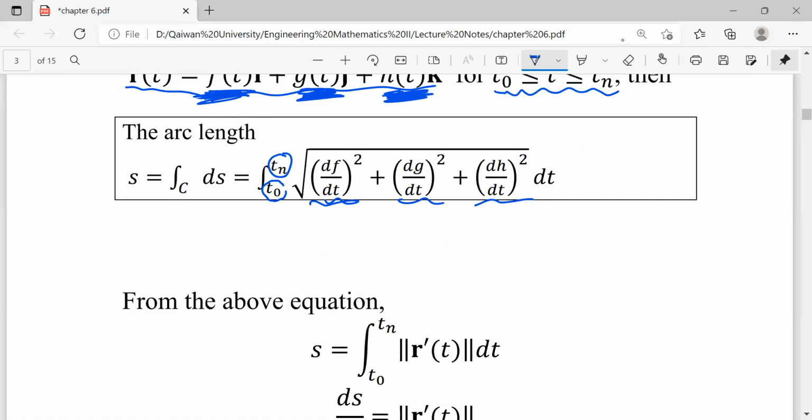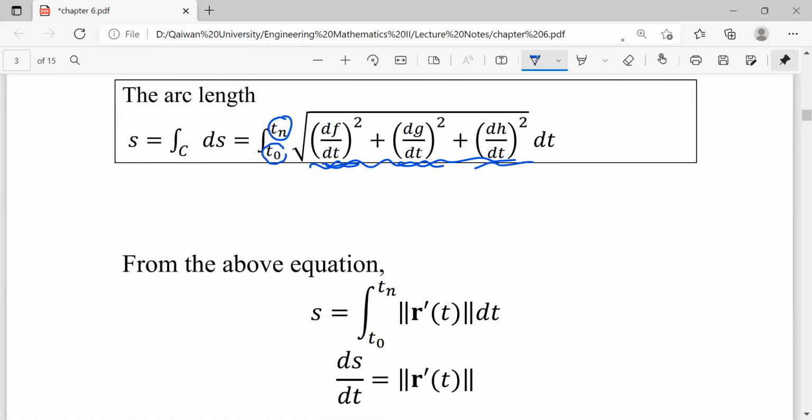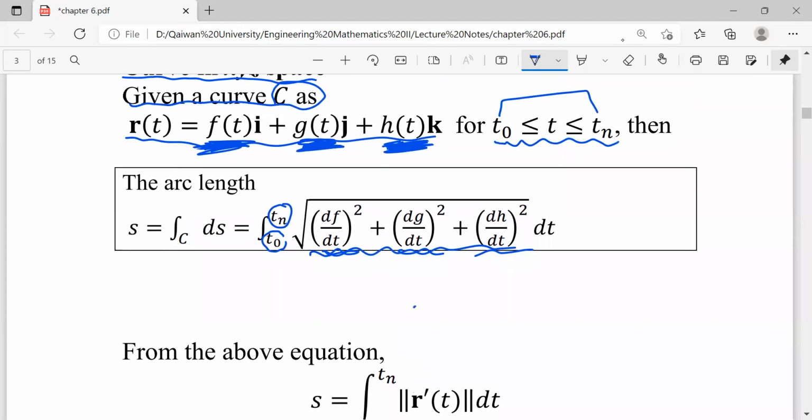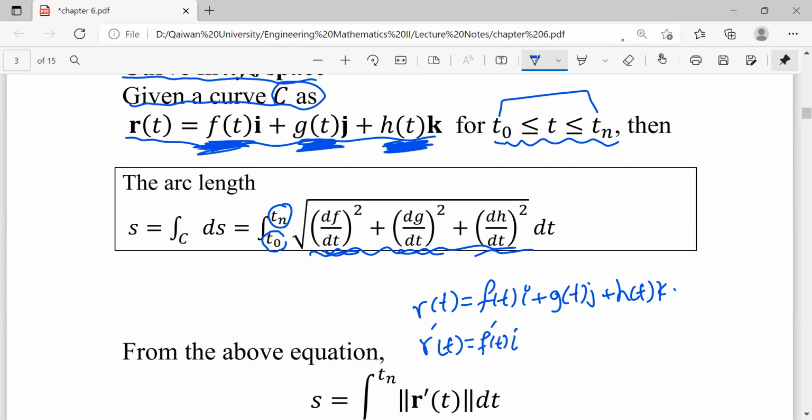So from the above equation, we say r of t is f of t i plus g of t j plus h of t k. Then r prime of t equals, we find the derivative for each component. We talked about this before in the previous chapter. r prime of t is the derivative of all components. It is f prime of t i plus g prime of t j plus h prime of t k.